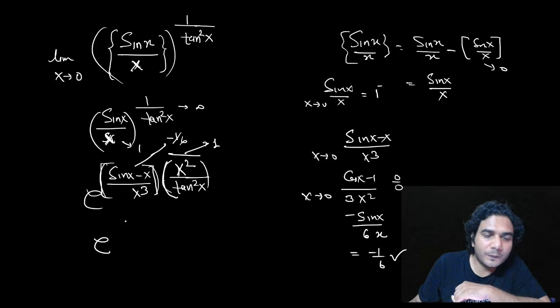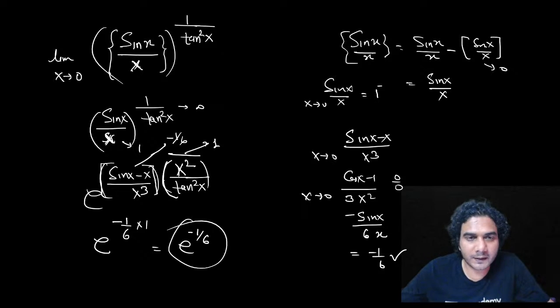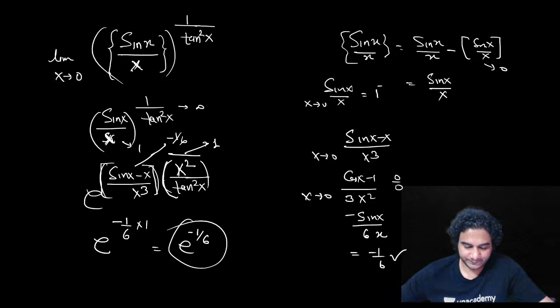Now put the limits of both the functions: minus 1 upon 6 into 1. So that is going to be e raised to minus 1 upon 6. Got it, Raghav? It is e raised to minus 1 upon 6. Alright guys, Vamsi, clear? So this was the 1 raised to infinity form. I hope it is clear.